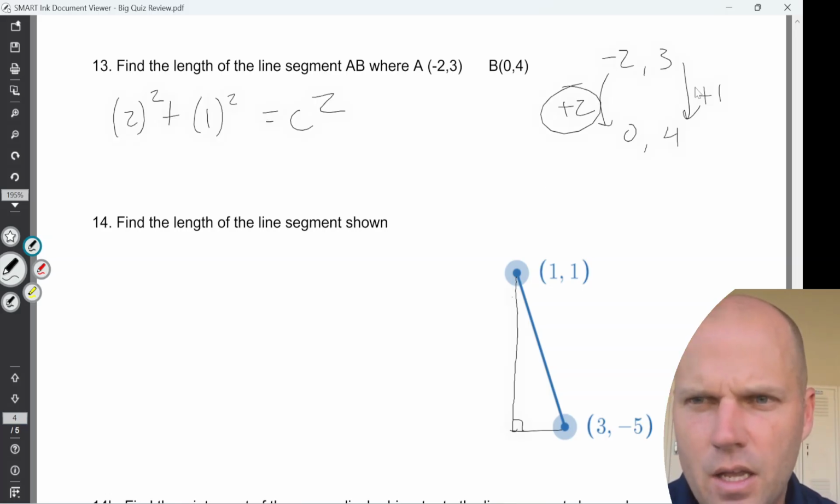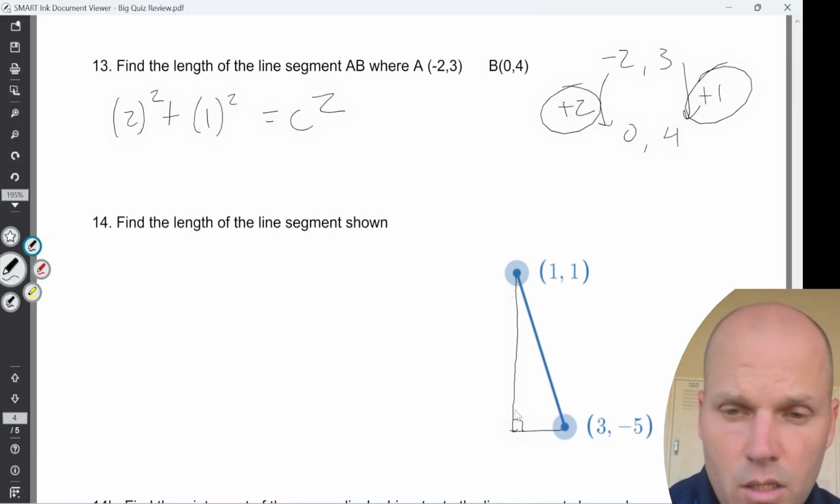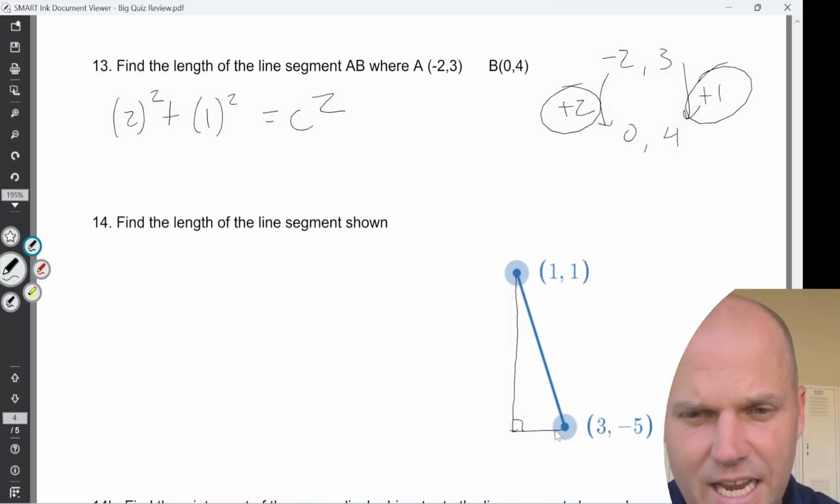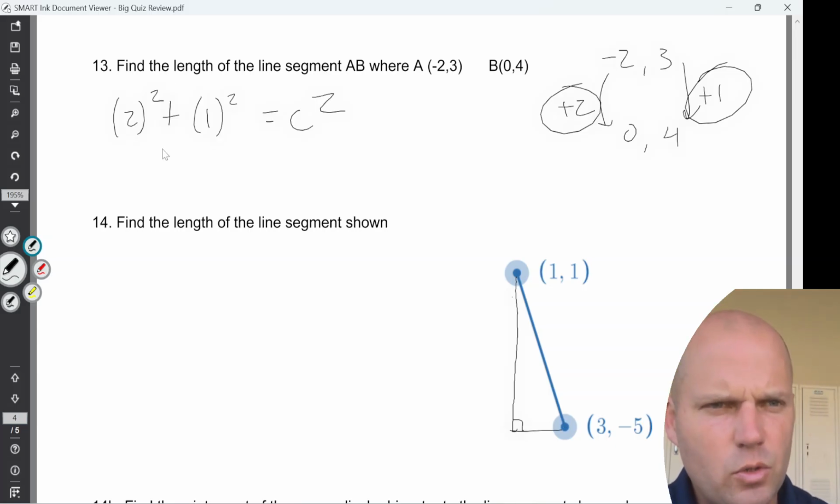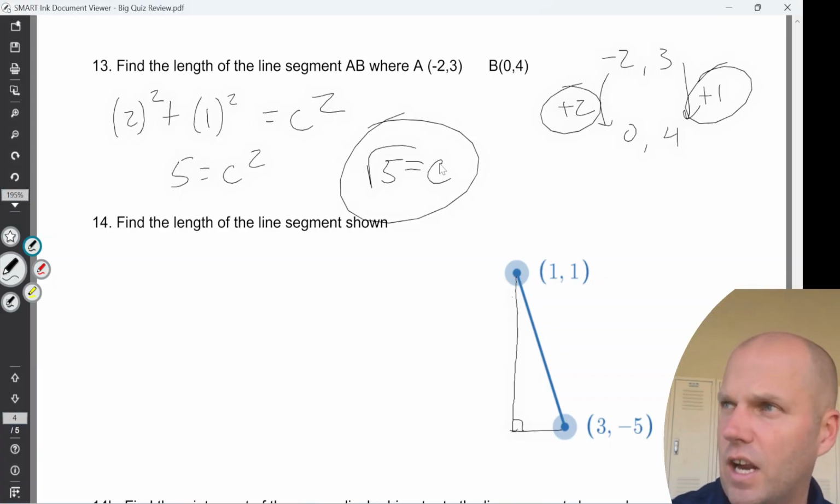This is a side length of a right triangle, the plus 2 from a to b. This plus 1 is a side length of a right triangle. So a squared plus b squared is 5. C squared is 5, which means c must be the square root of 5. We try to simplify that. If we can, great. If we can't, we leave it.